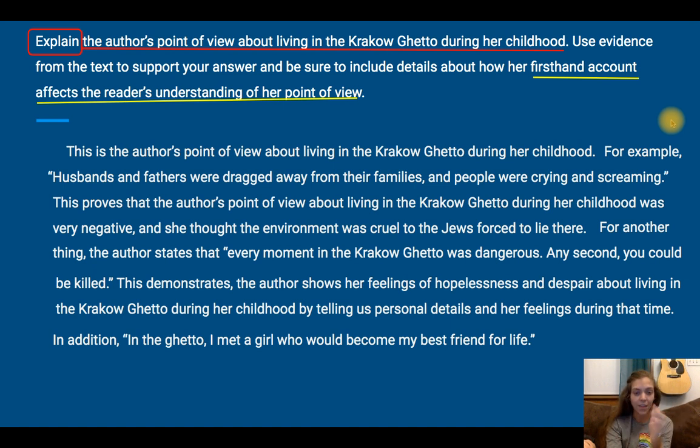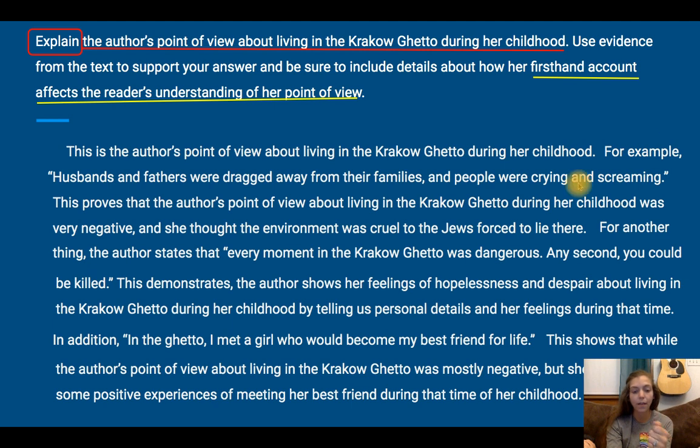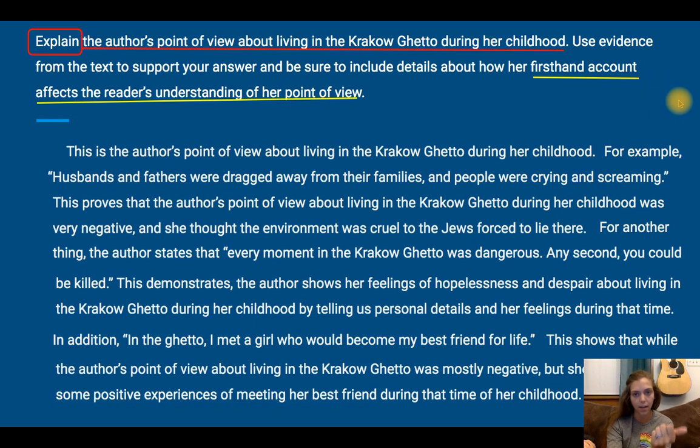In addition, in the ghetto, I met a girl who'd become my best friend for life. This shows that while the author's point of view about living in the Krakow ghetto was mostly negative, she did have some positive experiences of meeting her best friend during that time of her childhood. So again, I give that mini restate and the explanation in my own words.